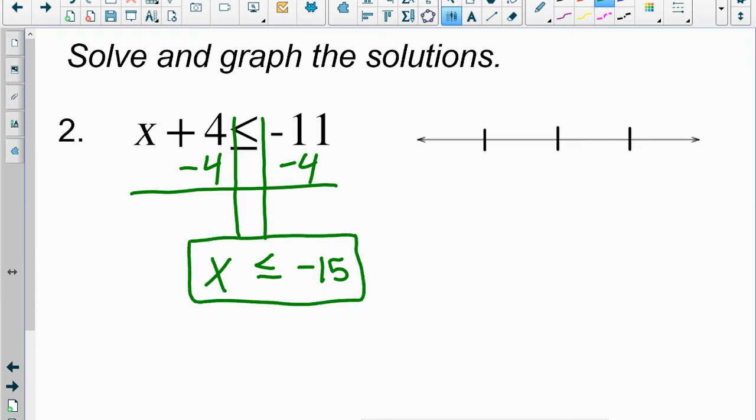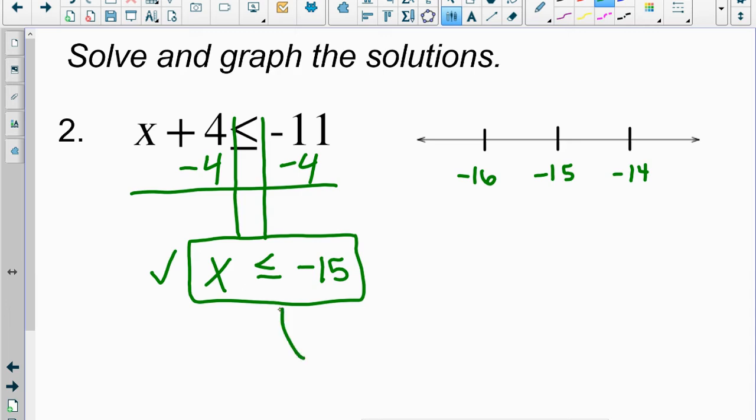So there's my solution. It's that all the x values that are less than or equal to negative 15 would solve that inequality. So I go to my graph. I start with negative 15 in the middle. I know that on the negative side of the number line, that means that it's a less negative number to its right and a more negative number to its left.